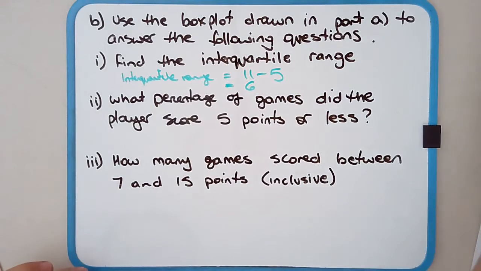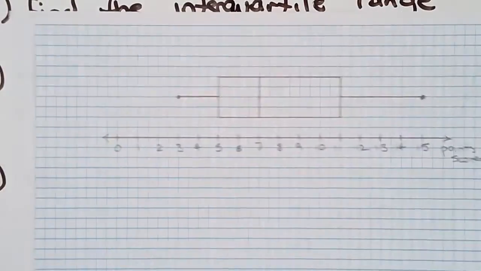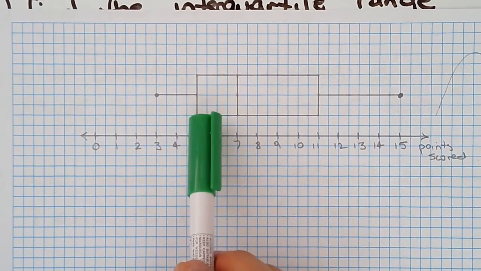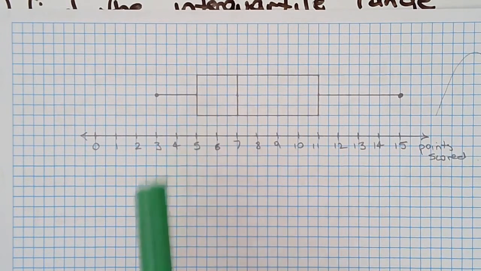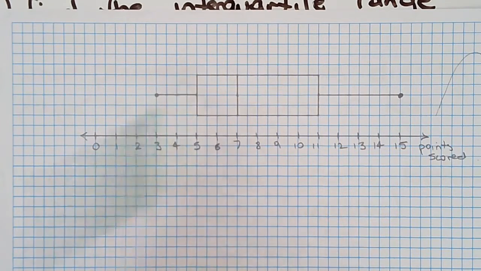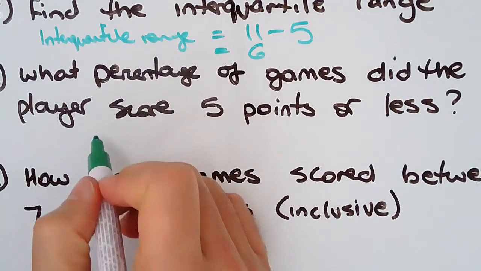What percentage of games did the player score 5 points or less? Let's go back to 5 points or less. Okay, so that's at Q1. Or less, well, it's really from 3 to 5, isn't it? So that would be 25% of the data, or 25% of the games.